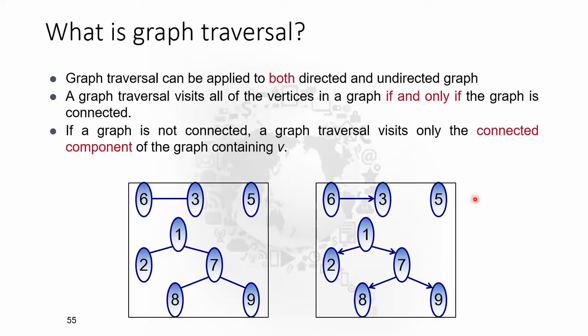The graph is connected if and only if the traversal reaches all the vertices. Of course, if it's not connected, then you cannot go to those nodes, right? Only the ones that are connected, like 3. Only 6 can travel to 3. 5 is so lonely over here, so you can't travel to 5. And it also depends on the arrow. Let's say 6 to 3, you can only go from 6 to 3, but not 3 to 6.